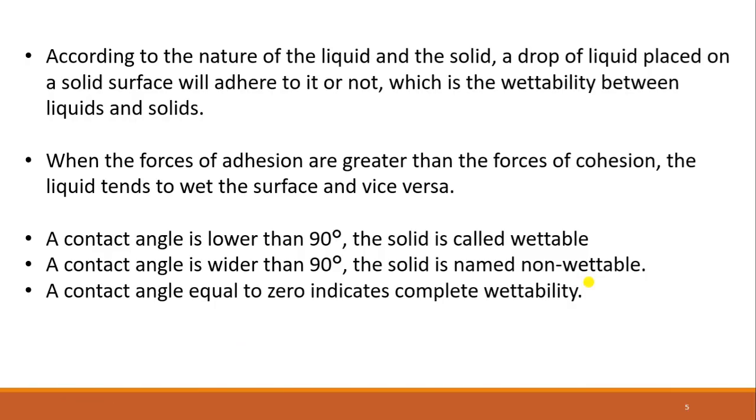According to the nature of the liquid and the solid, a drop of liquid placed on a solid surface will adhere to it or not. This is defined as the wettability between liquid and solid. When the force of adhesion is greater than the force of cohesion, the liquid tends to wet the surface, and vice versa. If the contact angle is lower than 90, the solid is called wettable. If the contact angle is greater than 90, the solid is named non-wettable. And if the contact angle is equal to 0, it indicates complete wettability.